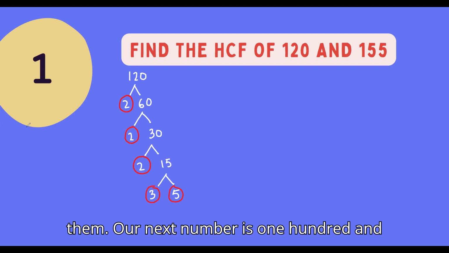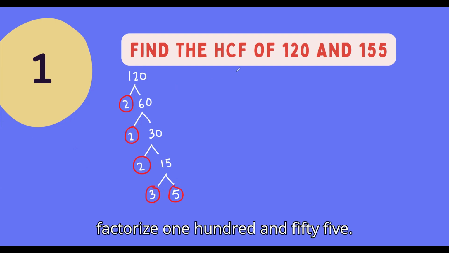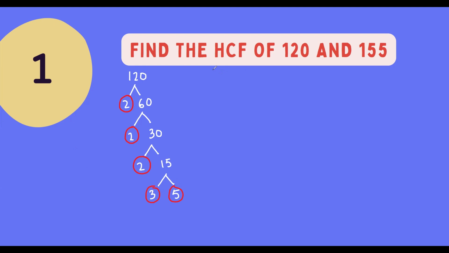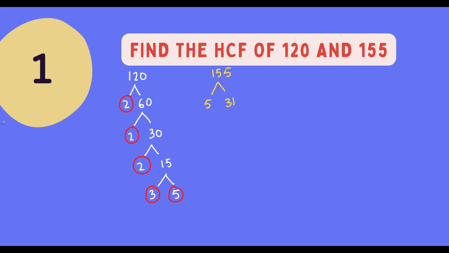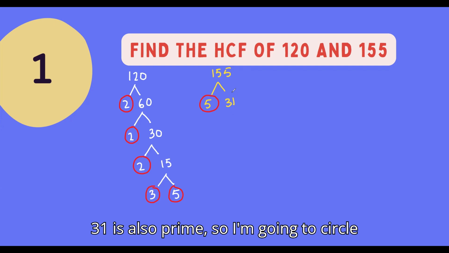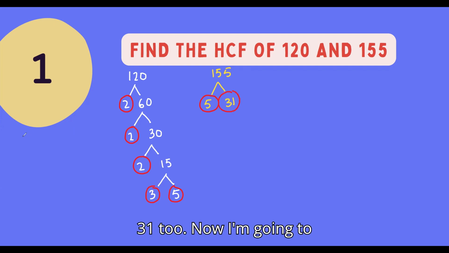Our next number is 155. So I'm going to prime factorize 155. So 5 and 31. I'm going to circle 5 because 5 is prime. 31 is also prime, so I'm going to circle 31 too.